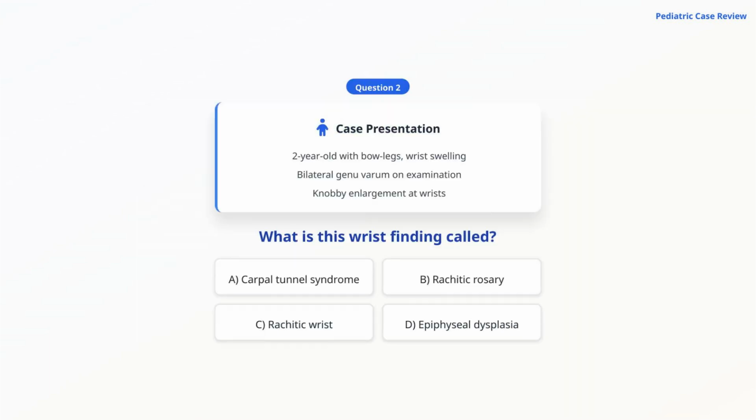Case 2. A 2-year-old child presents with bow legs and wrist swelling. Examination reveals bilateral genu varum. The wrists show knobby enlargement bilaterally. Question: what is this characteristic wrist finding called?